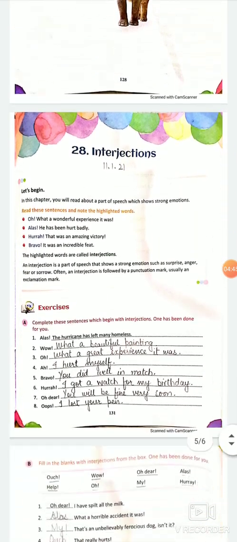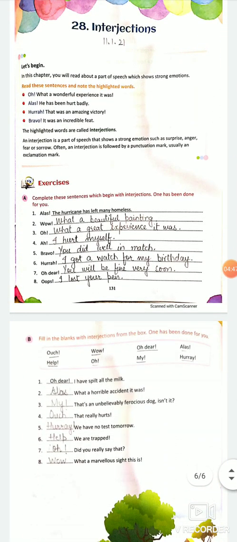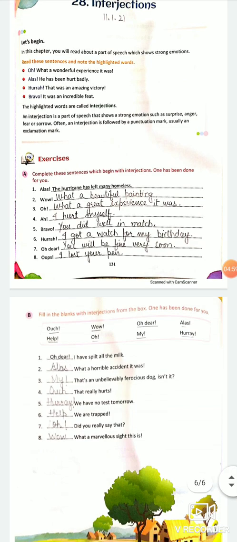Okay, coming to interjections now. What are interjections? The exclamations. Exclamations or interjections, they are a part of speech which shows very strong or sudden emotions. Now, A part is we have to complete the sentences which begin with the interjections. Interjections are given to us, we have to complete the idea.